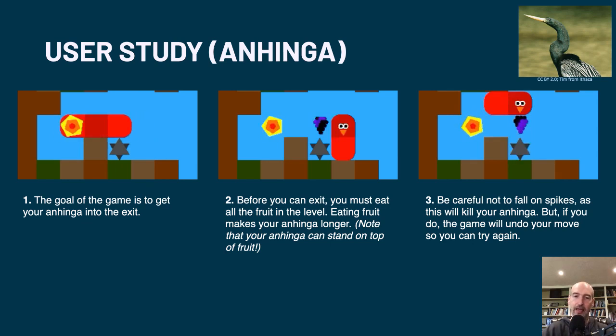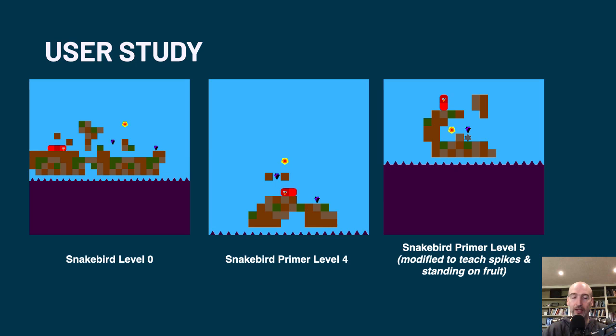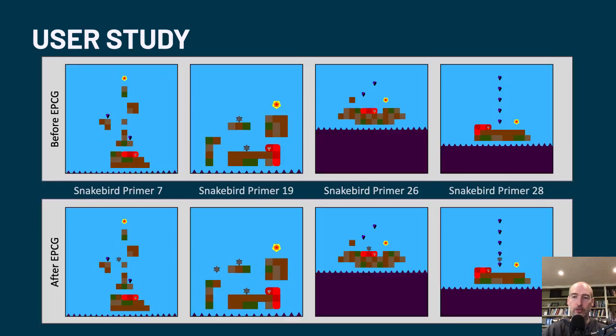And the instructions that I gave you at the beginning of the talk were exactly the instructions that we gave participants in our user study. And then we gave them 3 levels taken from the game to introduce them to the mechanics of the game. We modified the 3rd level here that we gave, SNAKEBIRD Primer Level 5, to put in a spike to make it a little bit more interesting and to teach them about those mechanics, to teach that you can stand on top of fruit.